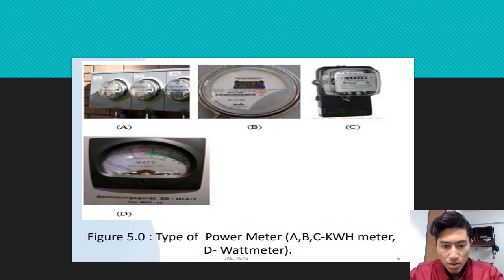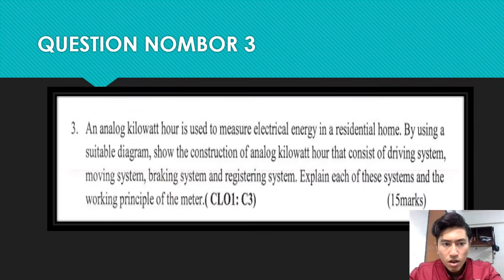These are example types of power meters. A, B and C are kWh meters, and D is a wattmeter. Question number 3. An analog kilowatt hour meter is used to measure electrical energy in a residential home. By using a suitable diagram, show the construction of the analog kilowatt hour meter that consists of driving system, moving system, braking system, and registering system. Explain each of these systems and the working principle of the meter.